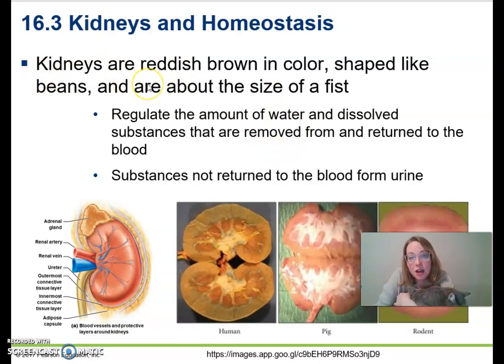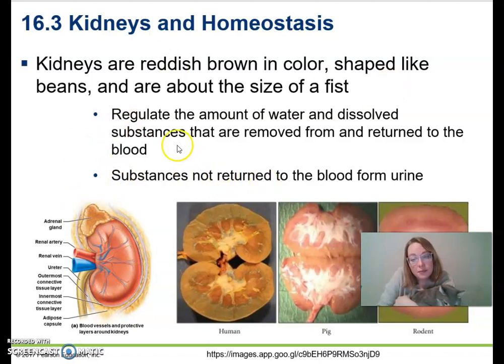So the kidneys are in the posterior portion of your abdominal wall. Embedded there, they're going to have fat around them, the perirenal fat capsule, to help cushion them, but they are very superficial, right? They're in the lumbar region, so lower back, maybe a little bit higher than you might guess though. And they're reddish brown in color, shaped kind of like beans, about the size of your fist.